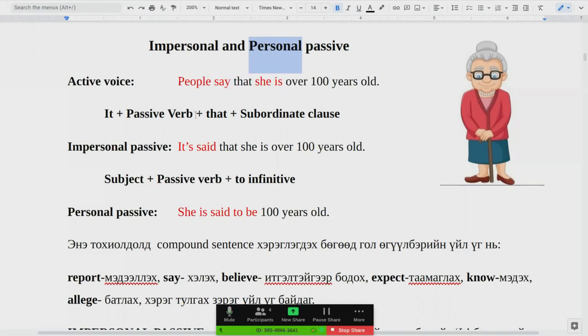Active voice: here people say. The impersonal personal passive. Active voice, active sentence: People say that she's over 100 years old.